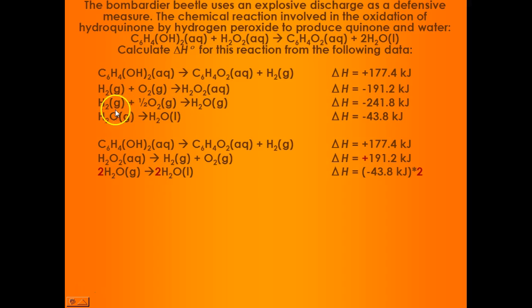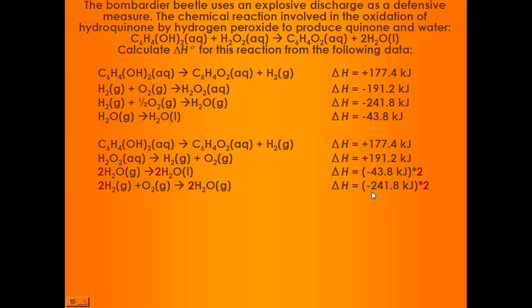But we need to have 2 water molecules as a gas. So since this equation only has 1, we would double everything. So we would make the hydrogen go to 2, the oxygen would go to 1, and we would form 2 water molecules in the gaseous form, and we would double the enthalpy value for that as well.